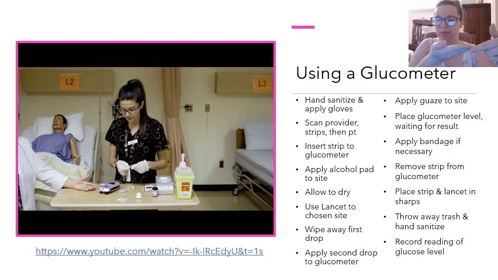So as soon as you get that blood in that strip, then just set it on a table, placing it level and waiting for the result. Then you can apply the bandage if necessary, if it's still bleeding. Once it beeps, it lets you know what result their glucose is, and you can remove the strip, place the strip and the lancet in the sharps because those are contaminated with blood, and then throw away your gauze, your gloves and everything in the trash, hand sanitizer, and then you record the reading.